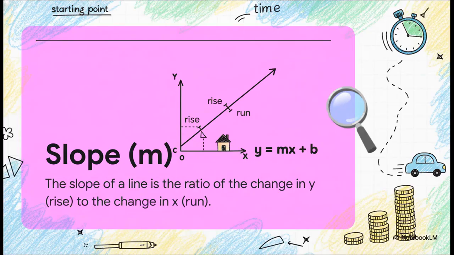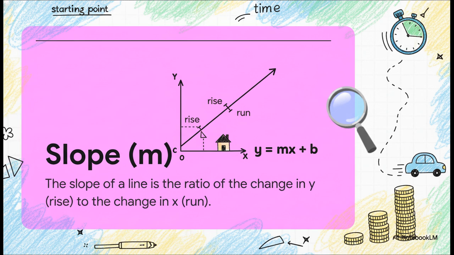And the second ingredient, that's the slope. This is the fun part. The slope tells us how steep the line is. It's the action. It answers the question, how fast is this thing changing? In our taxi example, the slope is that $2 charge per mile. It's what makes the price climb. The steeper the slope, the faster the change.